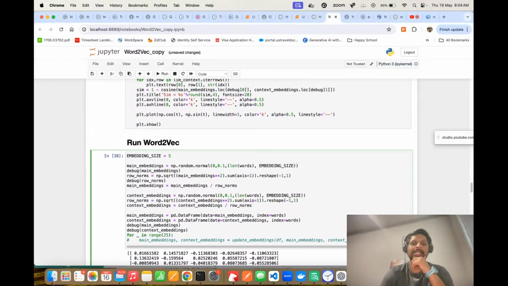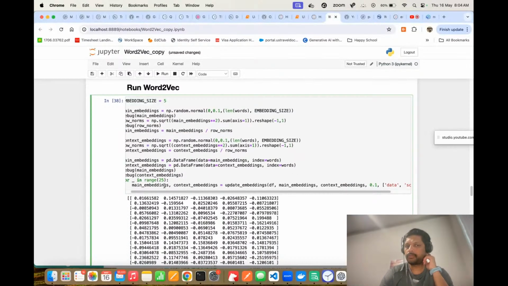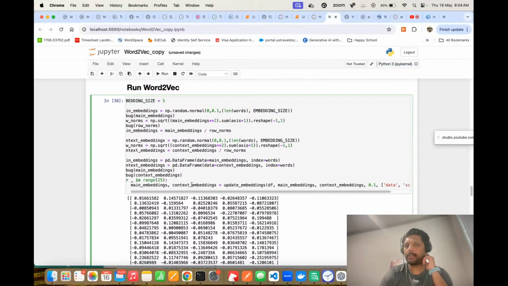And post that, it's just running a loop for 25 times, in which this main embedding and context embedding are being updated.